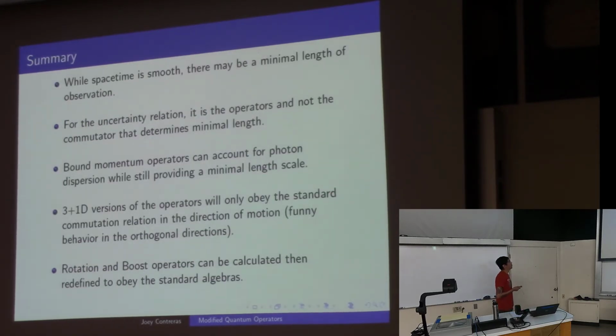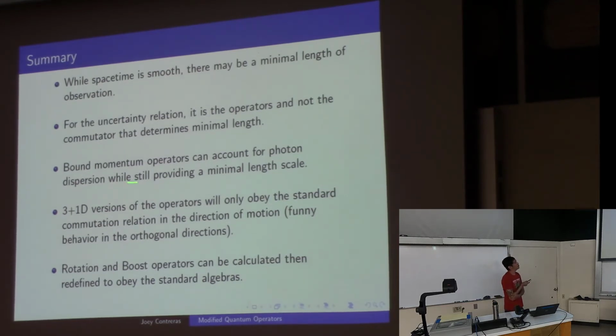So to summarize, while spacetime is smooth, there may be a minimal length of observation. This may pop up mostly in theory, but if it pops up in the observation itself, is it really an abstract thing? Who knows? For the uncertainty relation in particular, it is the operators and not the commutator that determines the minimal length. Just to reiterate what I mean by that, you can have a commutator relation that gives you a minimal length, but if you modify the operators in such a way, that same commutator might not give you the lower bound that you're looking for. It is the operators that determine this.